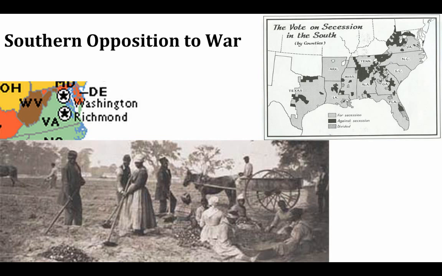If you look at the map in the top right, when there were votes for secession, you see there are significant areas of the South where secession was very unpopular. Lots of areas had poor whites who had no slaves and saw no reason to fight for the wealthy planters. In fact, in Virginia, the western part of Virginia was so against the war that they basically seceded from Virginia and formed the state of West Virginia.